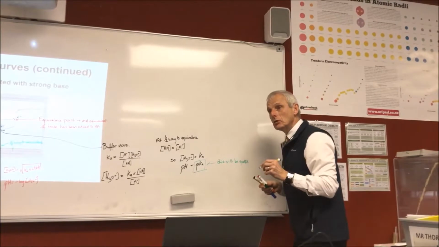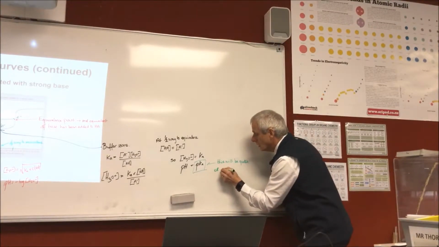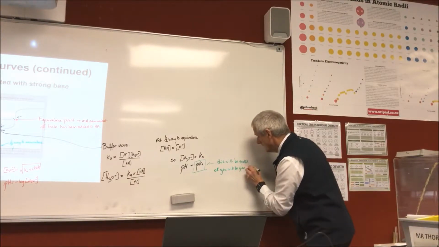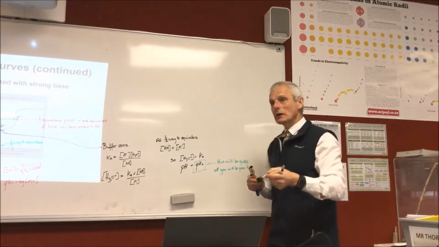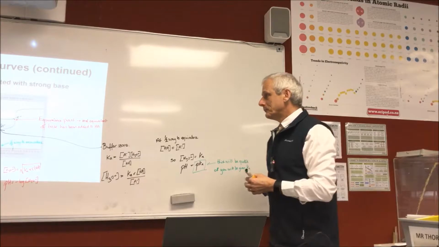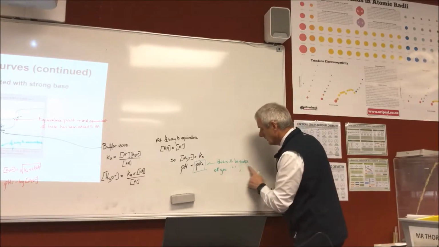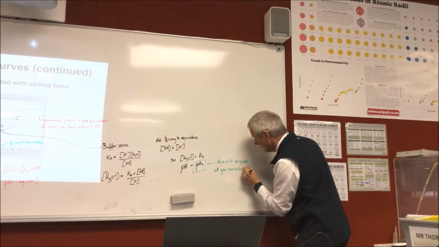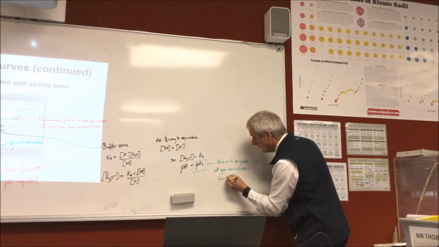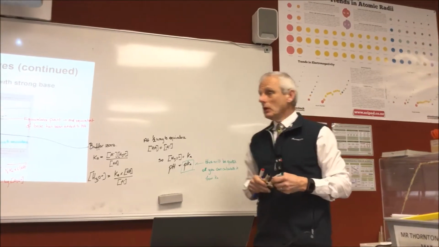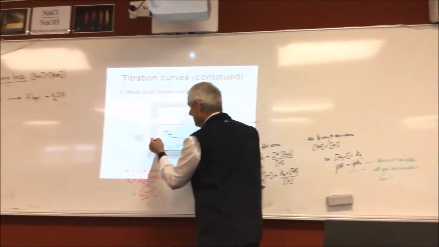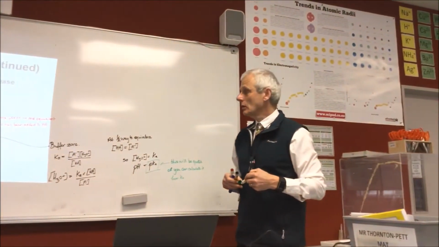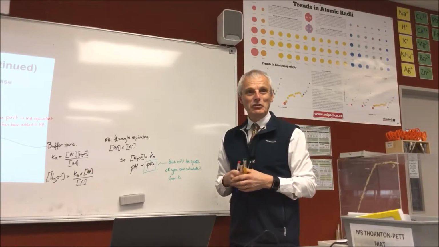So you'll either have it quoted to you as the pKa, or you will be given Ka, and so you can calculate it. Okay. So far then we can plot this point here and this point there, halfway to equivalence. Now we move on to the heavy duty bits.